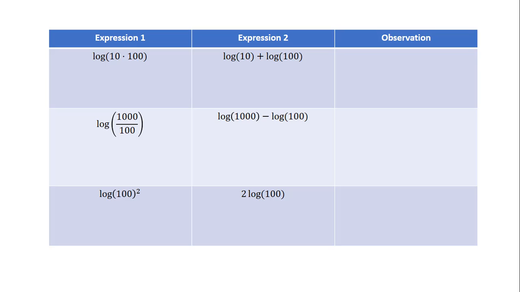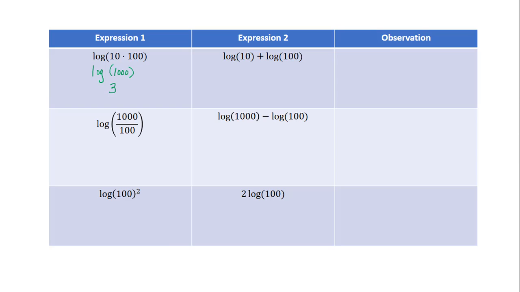In the first row, I have this expression, log of 10 times 100. So if we simplify the argument of the log first, 10 times 100 is 1,000. And what is the log of 1,000? Well, that is, what is the exponent that 10 must be raised to get 1,000? And that is 3.